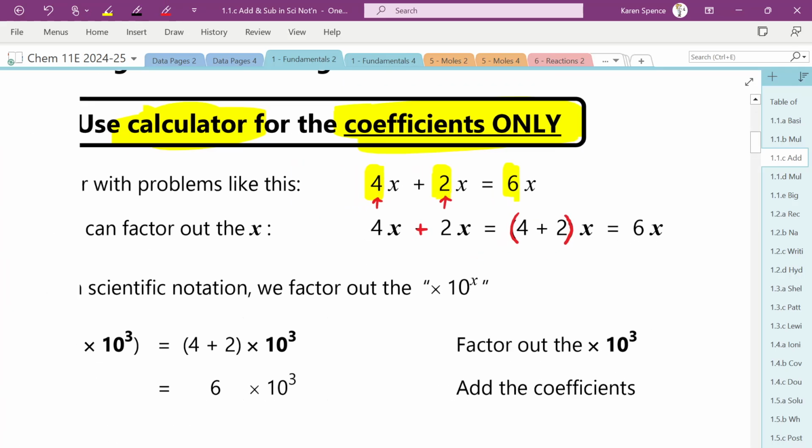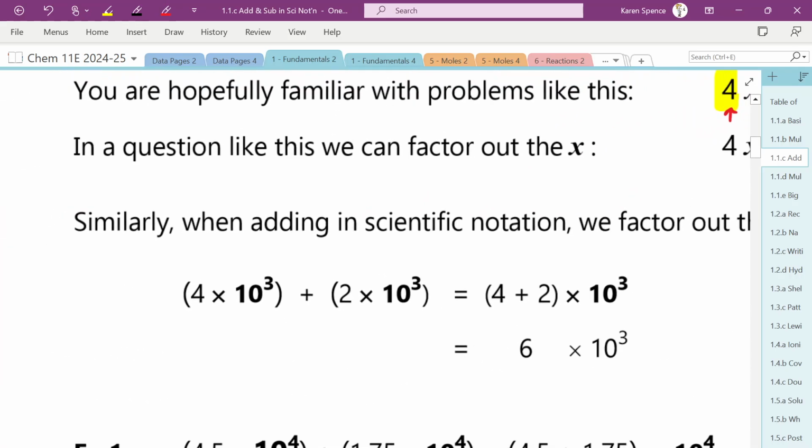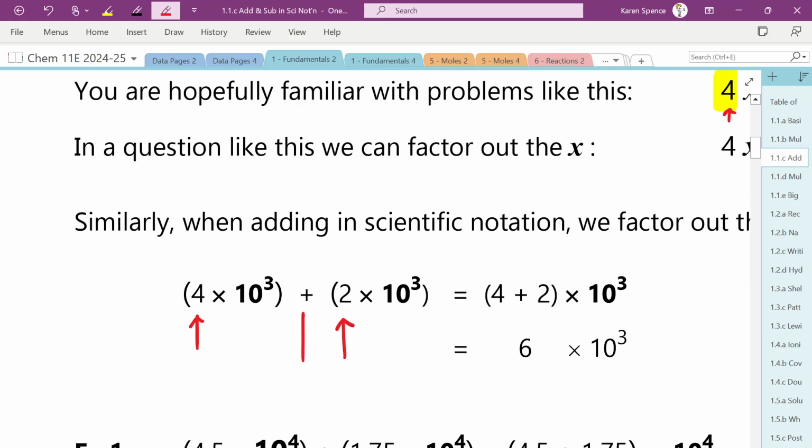And when we are doing scientific notation, the coefficients are going to be the things that we factor out. So we're going to factor out the 4 plus 2 and keep the 10 to the 3 by itself. So now we have 4 plus 2, okay, times 10 to the 3, which gives us 6 times 10 to the 3. And this works beautifully as long as your powers of 10 are the same, okay?